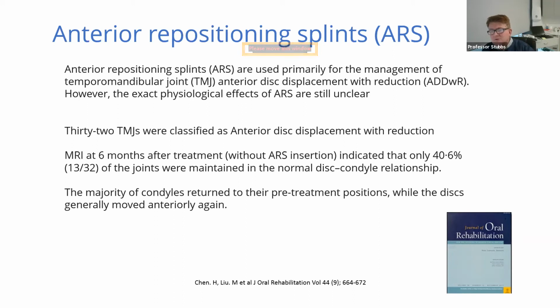So the slide you're looking at the moment looked at a small number of patients, 32 joints in total. And what they found was about a third, perhaps slightly more than a third, the disc was sitting forward. They had the anterior repositioning splint. The disc on MRI showed it went back into normal position. But in 60% of the patients, it certainly wasn't sustainable.